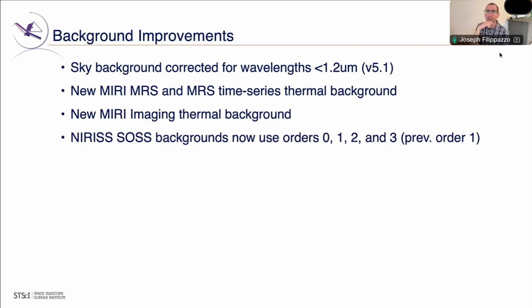We've also made a number of background modeling improvements with version 6. The sky background correction below 1.2 microns was actually made available in version 5.1, which was the off-cycle release, made available in February. The ETC does a release in time for the call for proposals, and then we do a mid-cycle release too, just in case there are any really needed and asked-for feature development improvements. So in the 5.1 release, this was something that was made available.